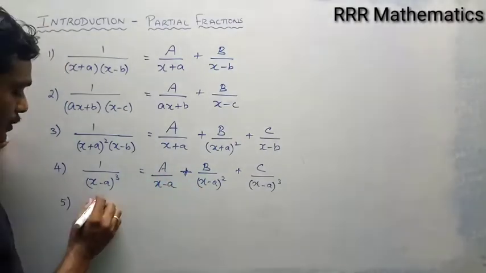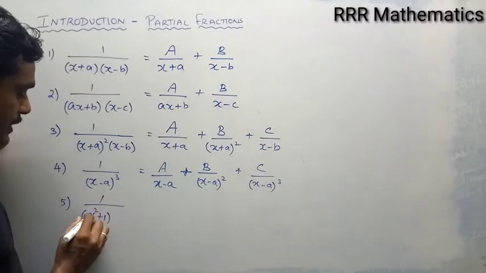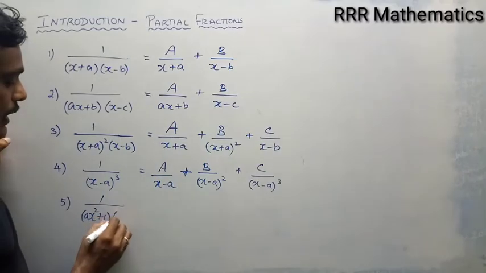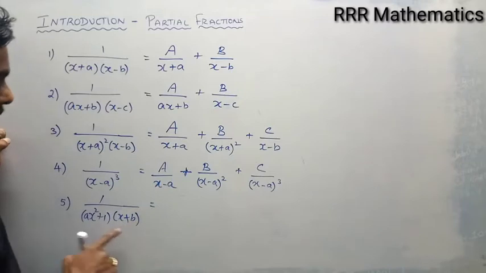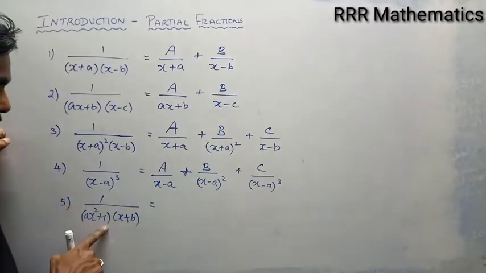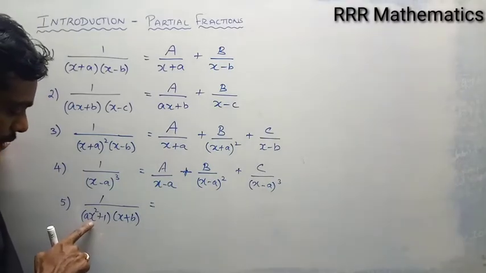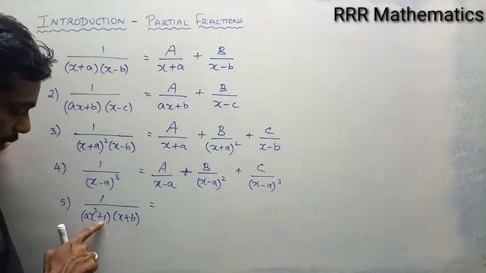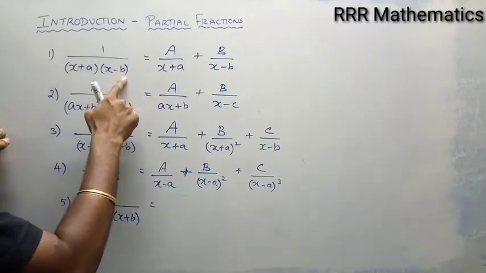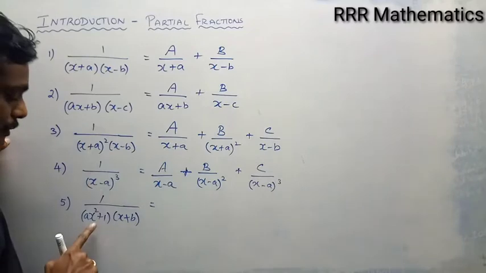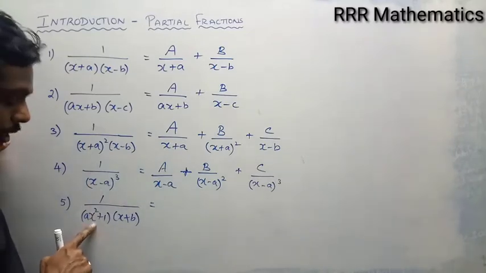Okay. Now you have a quadratic one, some x square plus 1. I will write some ax square plus 1 and x minus b or x plus b. No problem. I will consider 1 divided by (ax square plus 1) into (x plus b). Here, suppose you are able to factorize this ax square plus 1, this is a quadratic one. If you can factorize, it will be like this or like this. Suppose you cannot factorize.